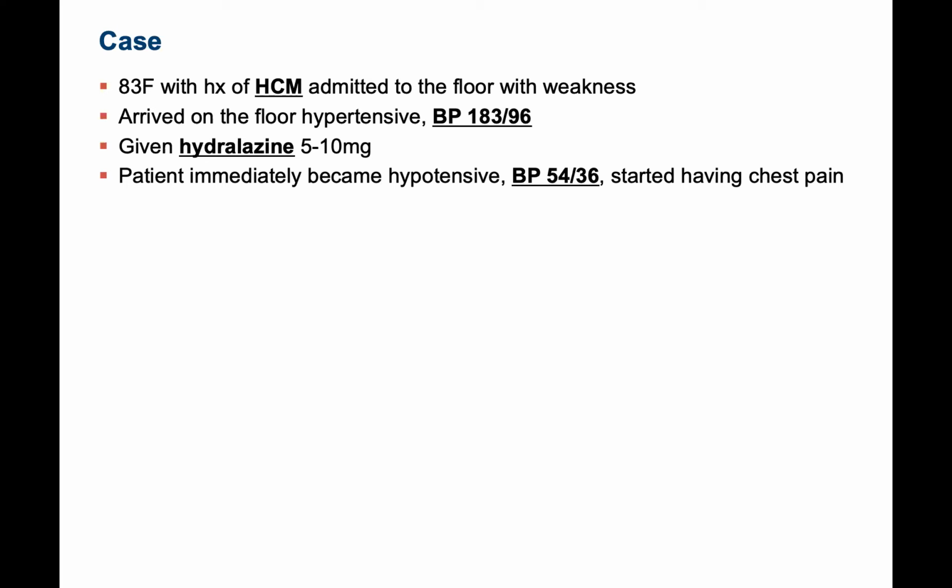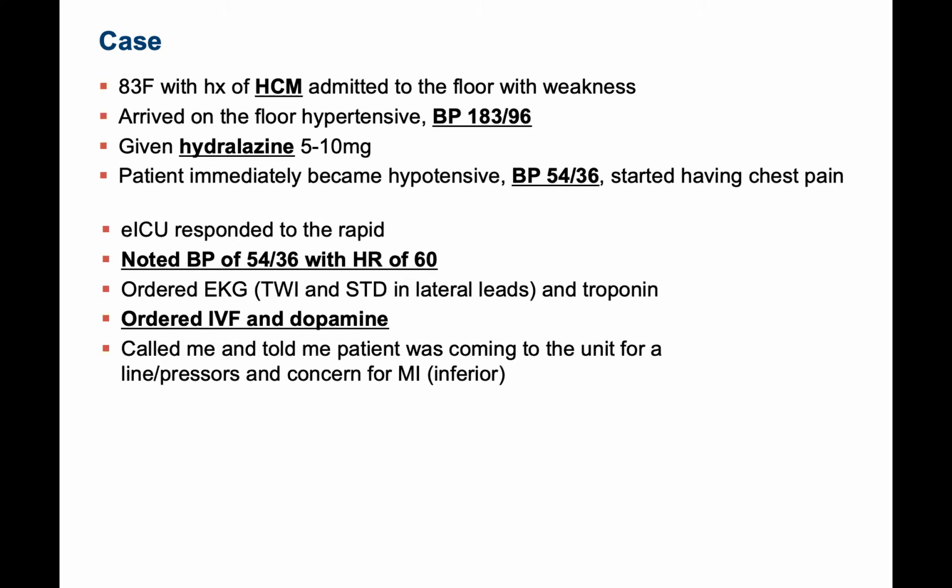All right, now we're going to move on to our next section. We're going to start with a case. So this is a case I had. An 83-year-old female has a history of hypertrophic cardiomyopathy. She was admitted to the floor with weakness. She arrived on the floor hypertensive. Her blood pressure was 183/96. She was given hydralazine, 5 to 10 milligrams, and all of a sudden she became hypotensive. Her blood pressure was 54/36, and she says, oh, I have some chest pain.